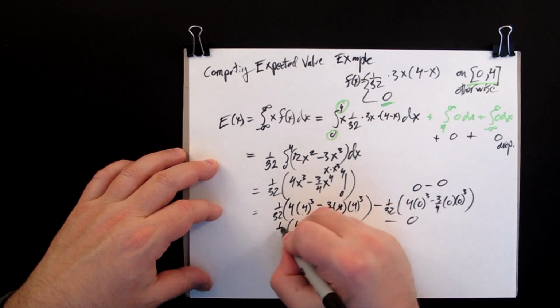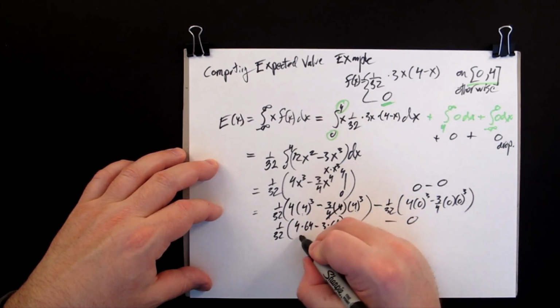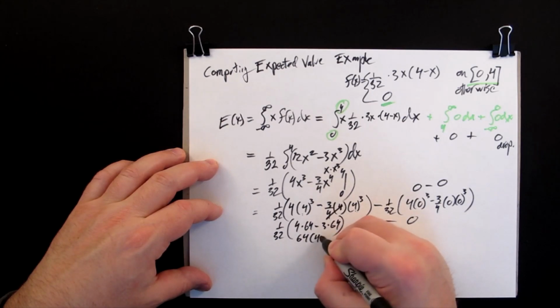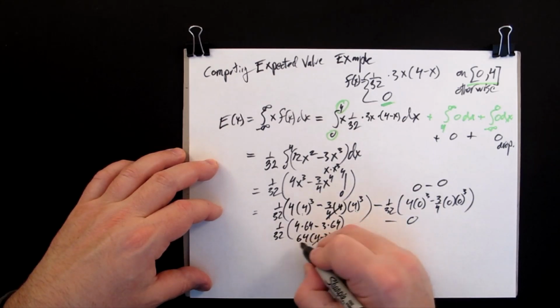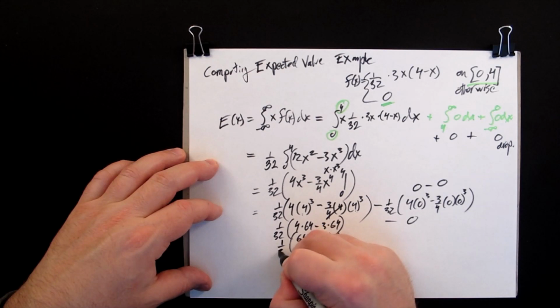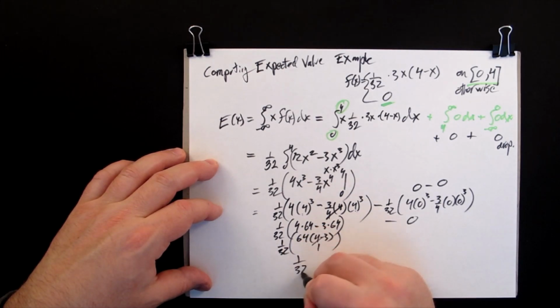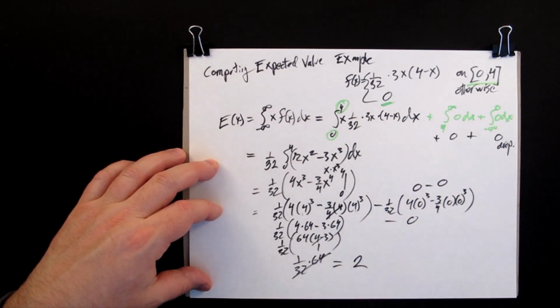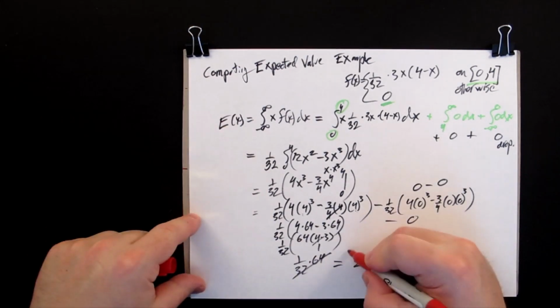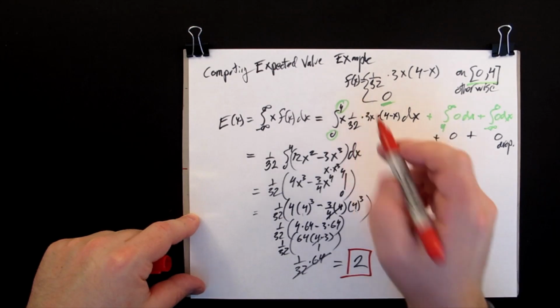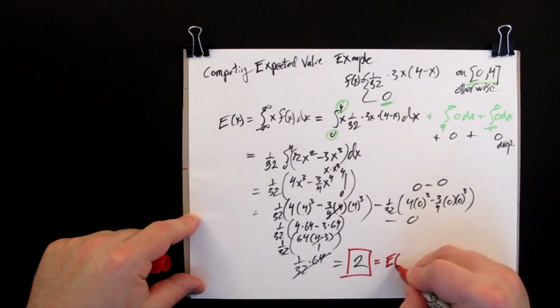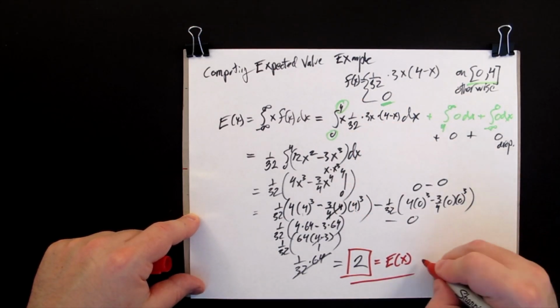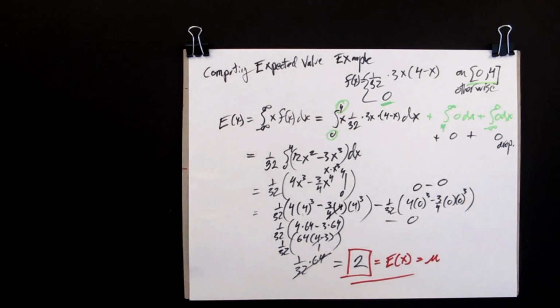And then 1/32 in front. So this is 64 times (4 minus 3). So that's 1/32 times 64, which cancels to just give 2. So the expected value of this function, which we also call mu, is 2.